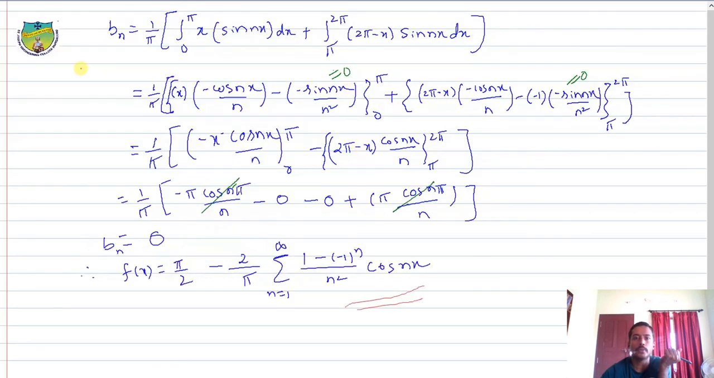And bn also similarly I have to calculate, same procedure. I need not explain again, but I have to take x for 0 to pi and 2 pi minus x for pi to 2 pi. We will get bn as 0. So the final expansion of f of x is this. So that's all for this particular video. I have explained two problems in case 3.